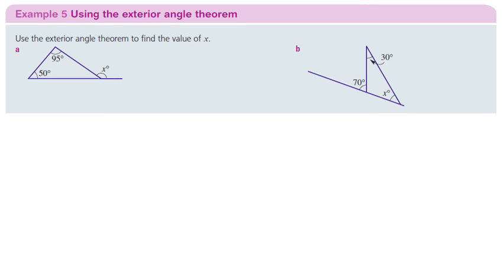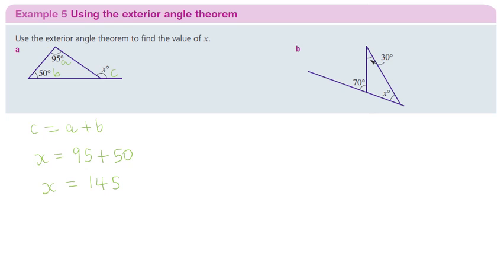In these examples, we're using the exterior angle theorem. So the exterior angle theorem is that C equals A plus B. So for this example here, the C is the X, and we can label either of these two interior ones as A and B. So we've got C as X, A is 95, and B is 50. So put that in the calculator, and X equals 140.